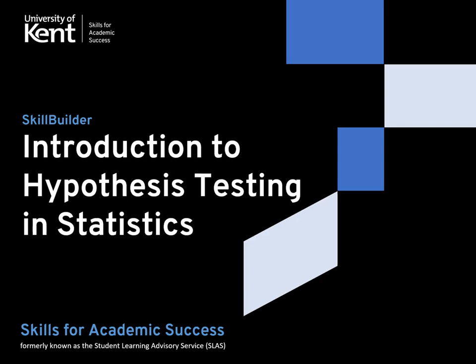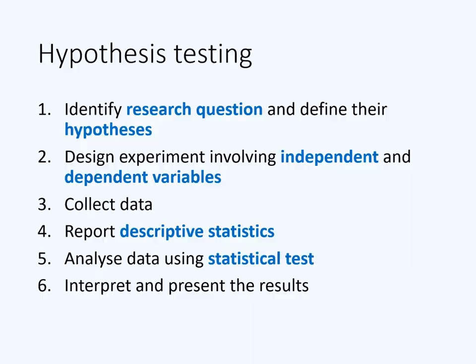Welcome to this skill builder on an introduction to hypothesis testing in statistics. Hypothesis testing occurs in all sorts of different subjects that use experimental research, especially in the sciences such as biology, chemistry, physics, medicine and more, as well as the social sciences such as psychology or sociology. And these are just some of the main steps that we follow when we test hypotheses.